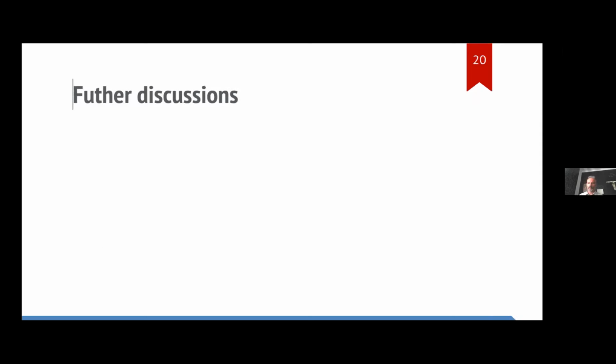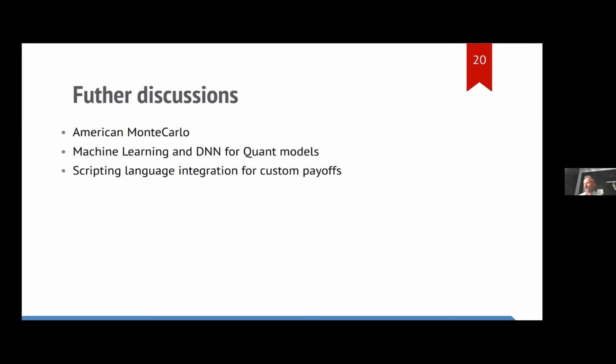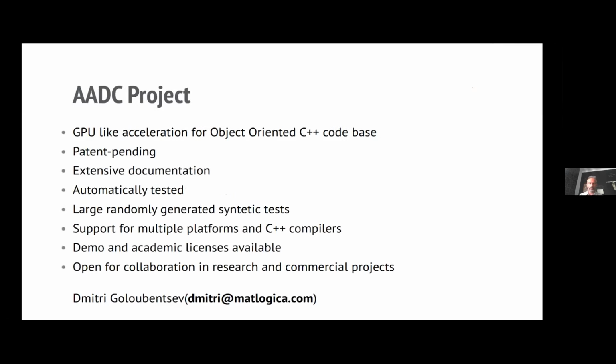Well, it doesn't stop here, this is just an introduction to AADC. We have active development covering American Monte Carlo projects, machine learning and neural networks for quant models. Scripting language integration is also something that we can definitely take advantage of in this situation. You can have a generic scripting language capability for your various payoffs, and at the same time, you can convert them at runtime into something that you can run very efficiently. We have Python integration, and this is it.